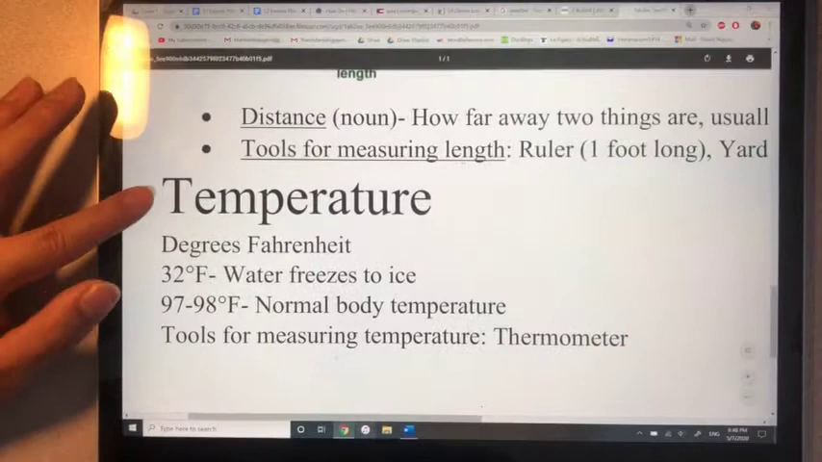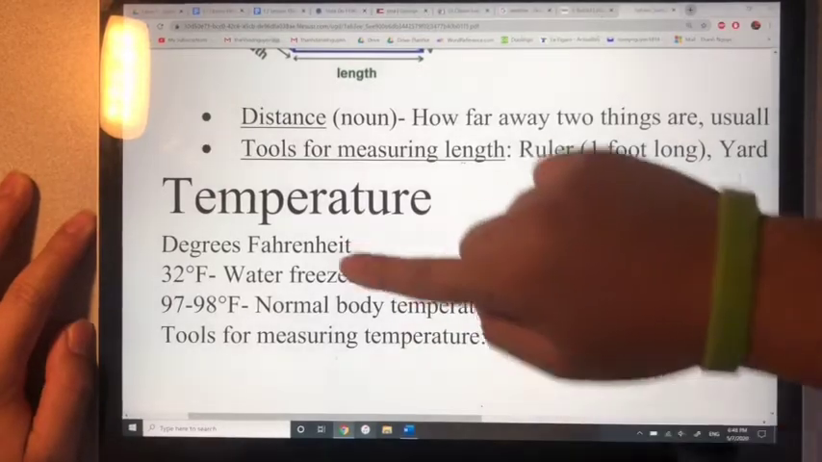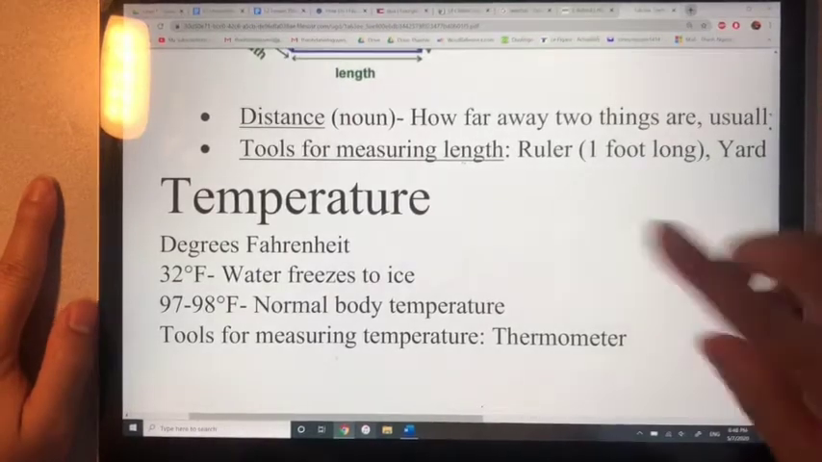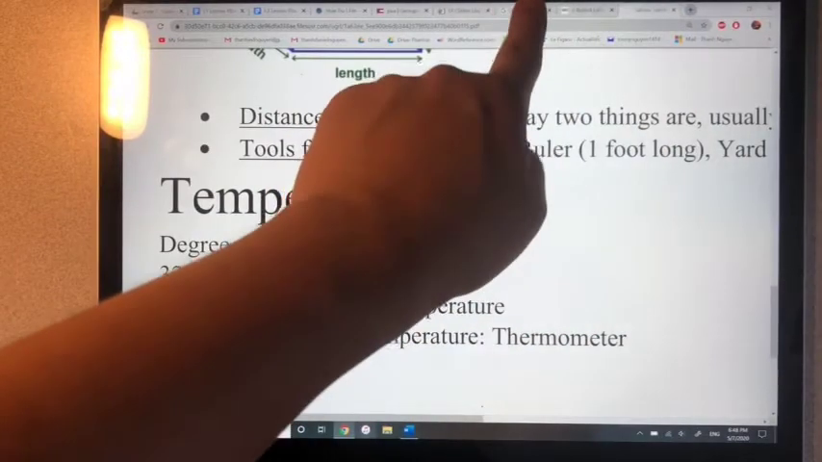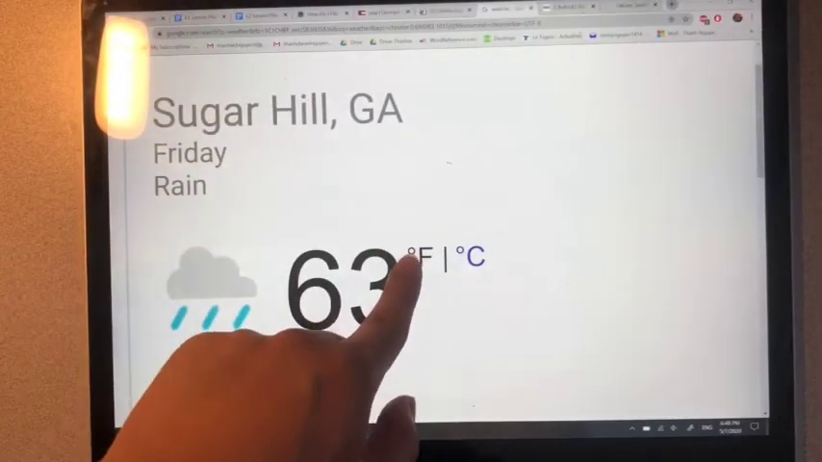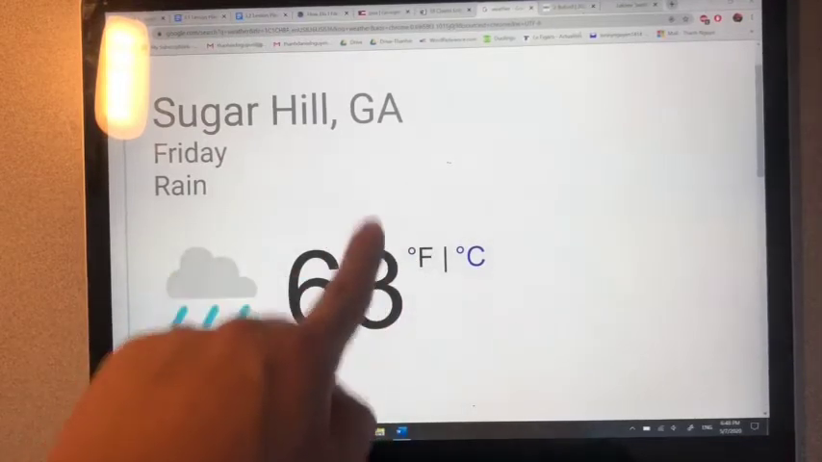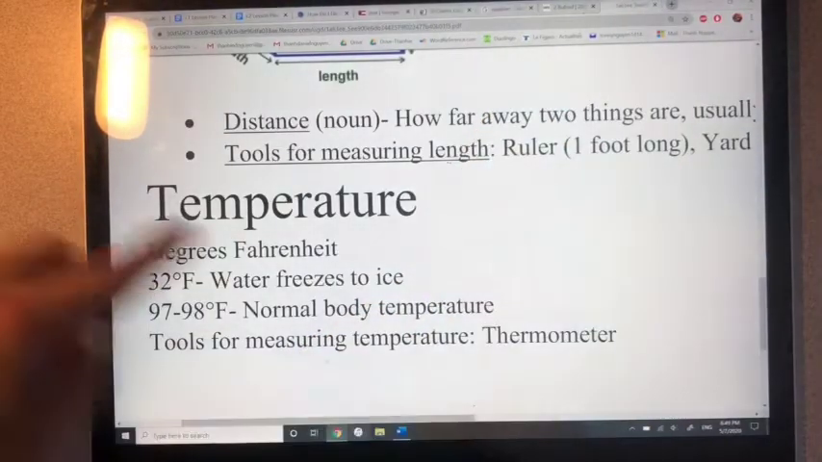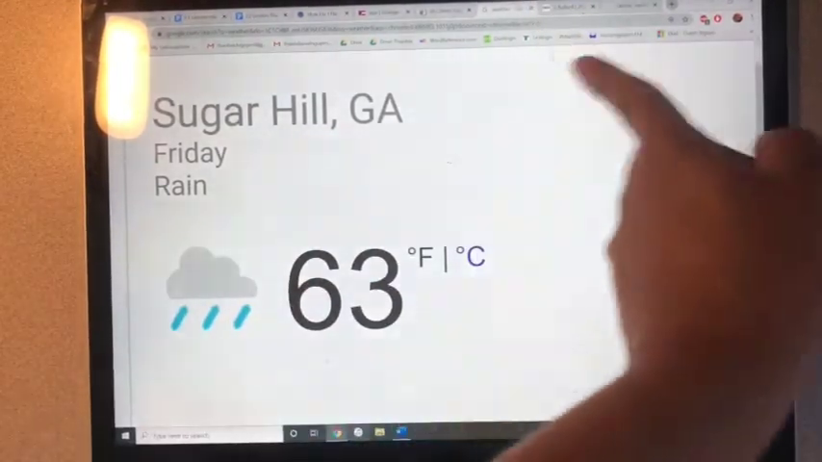And finally, we have temperature. In the United States, we use degrees Fahrenheit. You don't need to spell this word, you just need to write the letter F. Or you can just write degrees, because everyone uses Fahrenheit. But it's just the letter F. Watch. If you look at the weather, it just says 63, and then you see the little circle. The little circle means degrees. This little circle here is the symbol for degrees. And then F. So 63 degrees Fahrenheit. Is it 63 or 68? 63. Oh, this is Friday, okay.